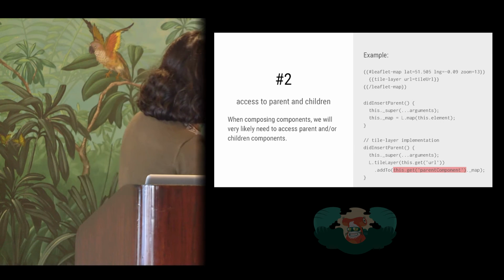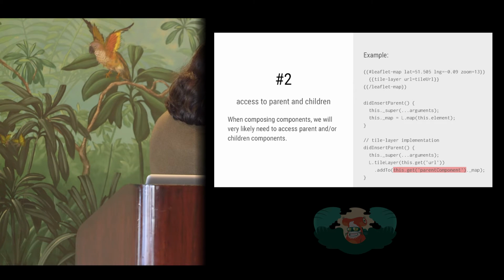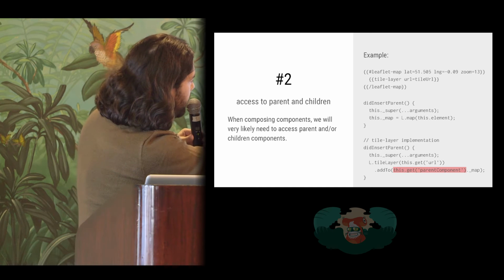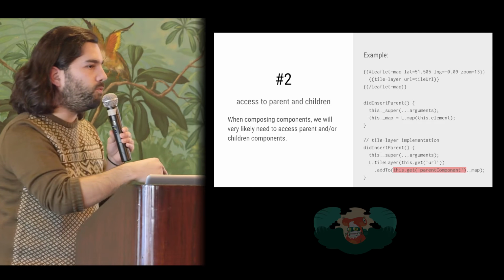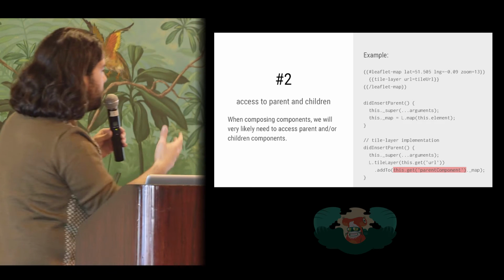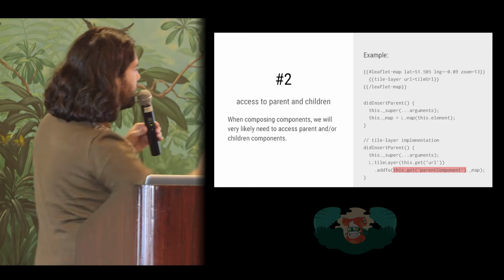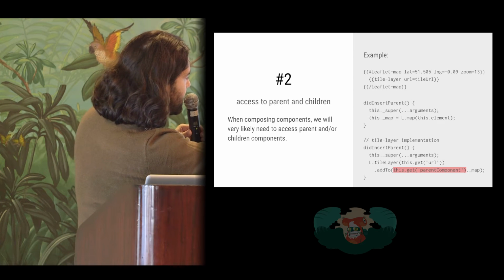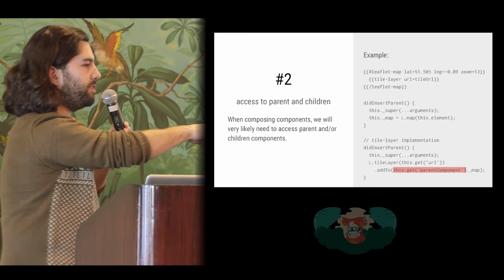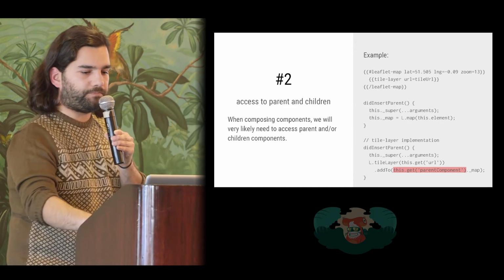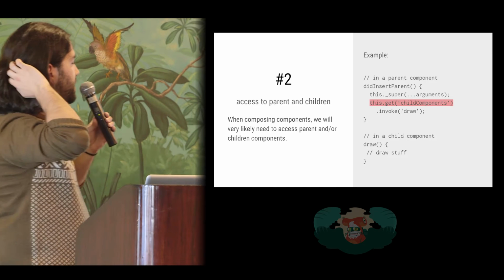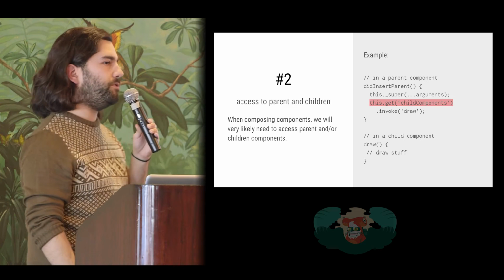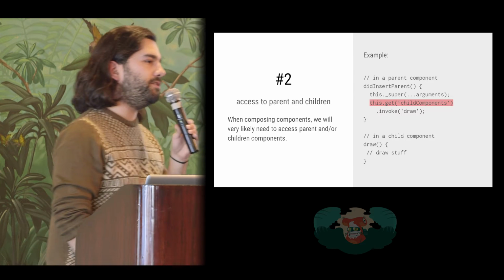You can see that we are creating the map instance in the did_insert_parent hook, the new one. And in the tile layer implementation, we implement did_insert_parent again, because the mixin guarantees that it will be run after the map is created. So we just create the tile layer, access the parent component, and add it to its map instance. The opposite of this is the parent mixin, which gives you a child components array you can access.